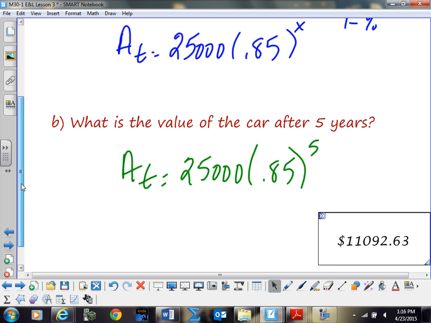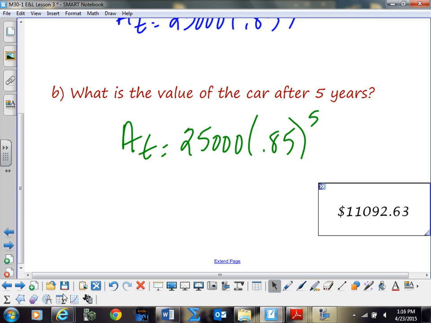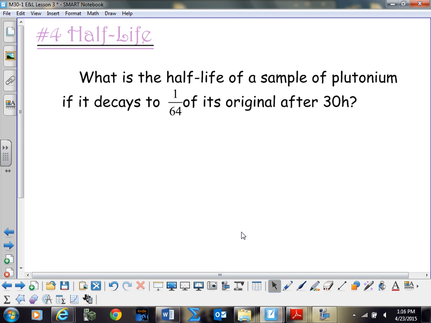So that's it for the depreciation, but really common problem with the exponent equations. So let's try one more. Half-life. Just the title of this, we know what the base is. What is the half-life of a sample of plutonium if it decays to 1/64th of its original after 30 hours?